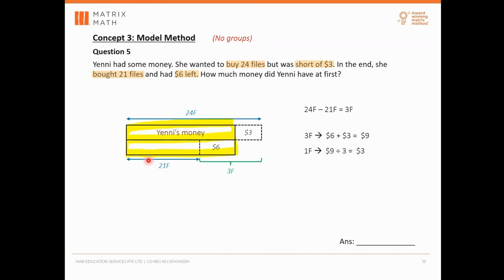Okay, so I will choose scenario 2 since it's lesser number of files, 21 files. Then I just add $6 after that. So we find 21 files, 21 times 3. And then you add $6. So 63 plus 6. Answer $69. If you were to use scenario 1, you would be finding 24 files first. Then you minus $3.